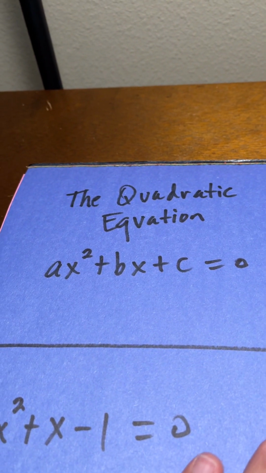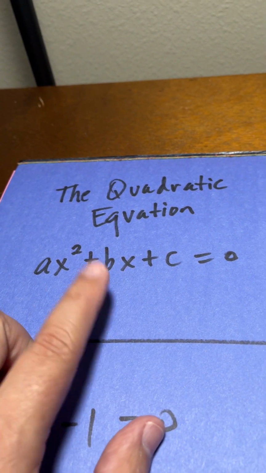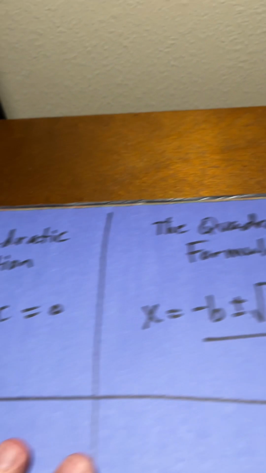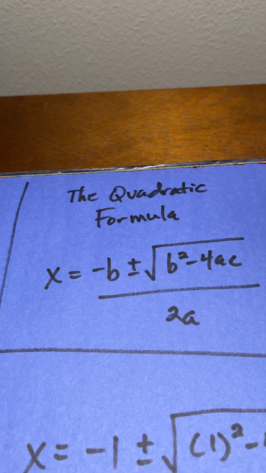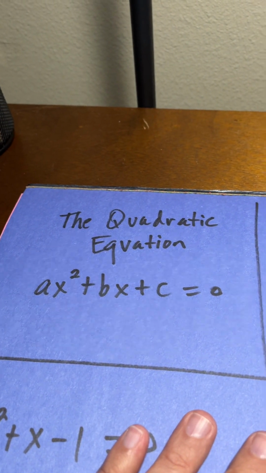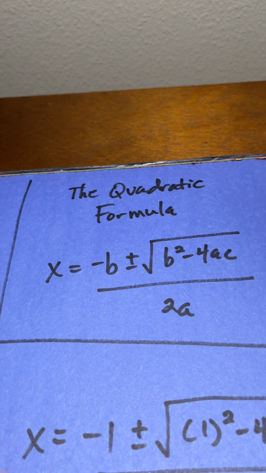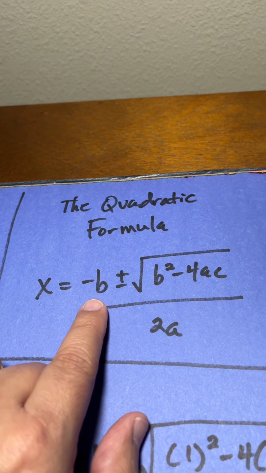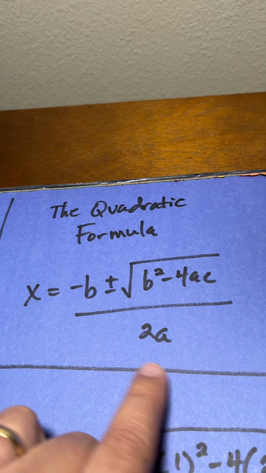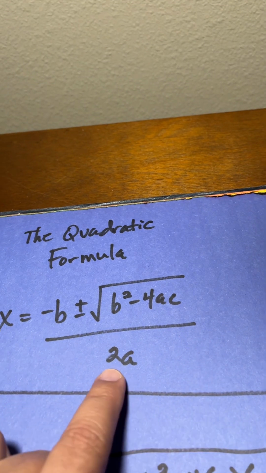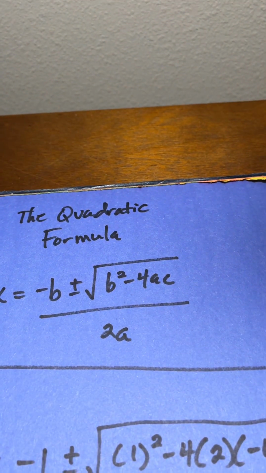Now, you can solve quadratic equations by factoring. You can solve them by completing the square. You can solve them by something called the quadratic formula. So this is the quadratic formula, not to be confused with the quadratic equation. The quadratic formula is what you use in order to solve these kinds of equations. So x equals the opposite of b, plus or minus the square root of b squared minus 4ac, all divided by 2a. So the whole thing is divided by 2 times whatever a is. So we're going to use that.